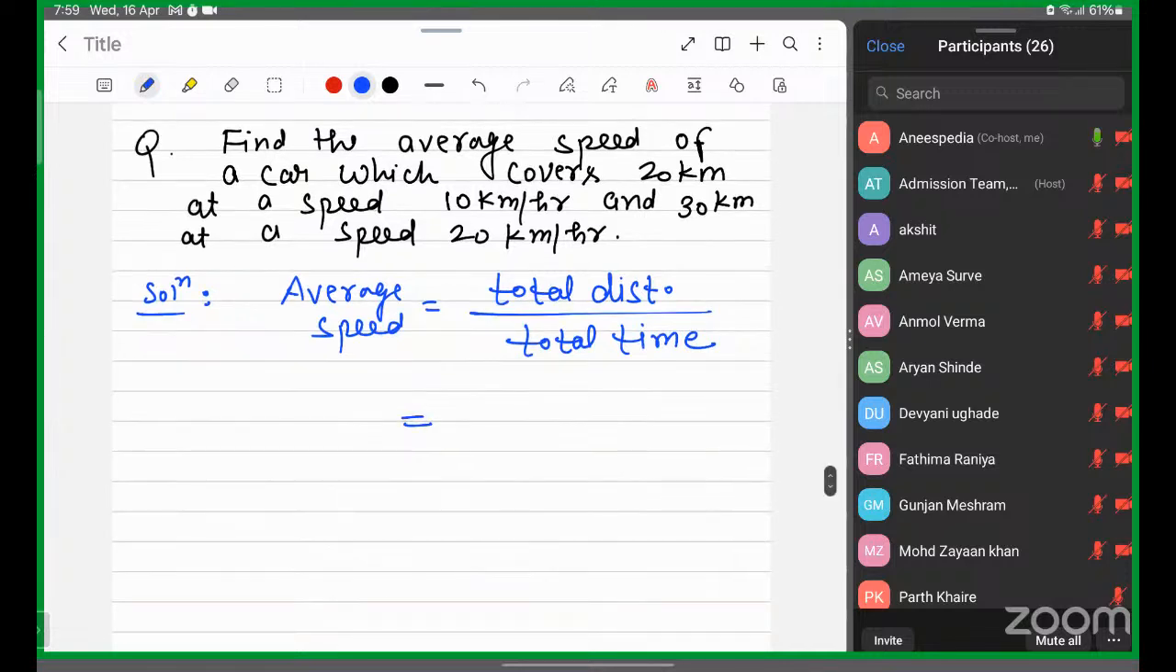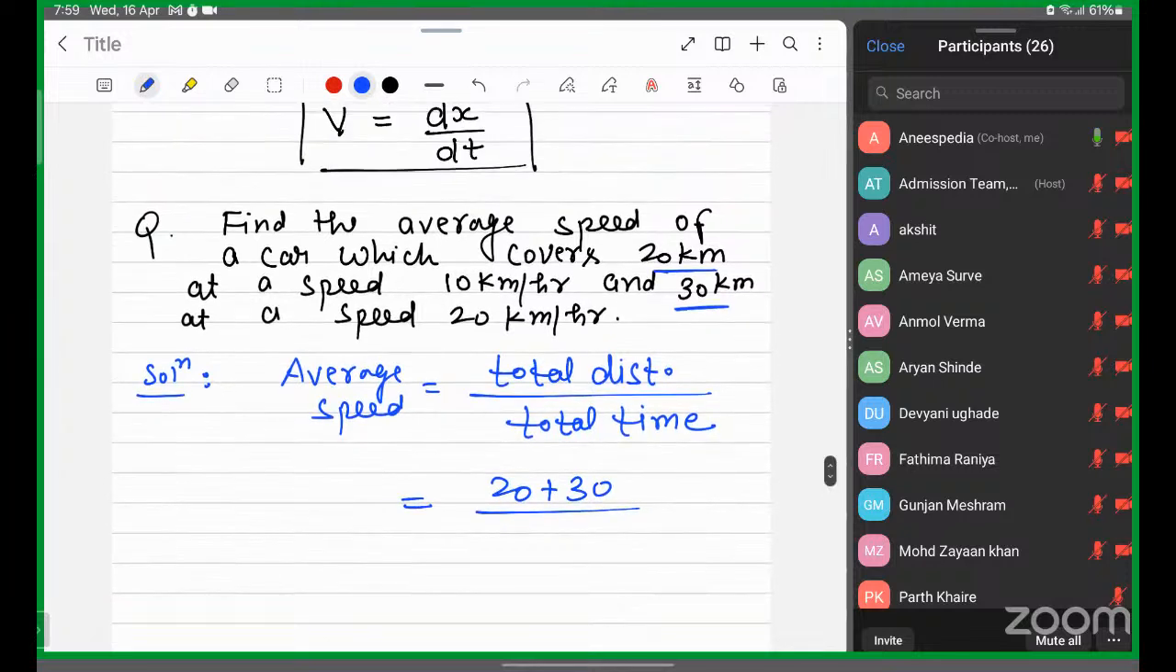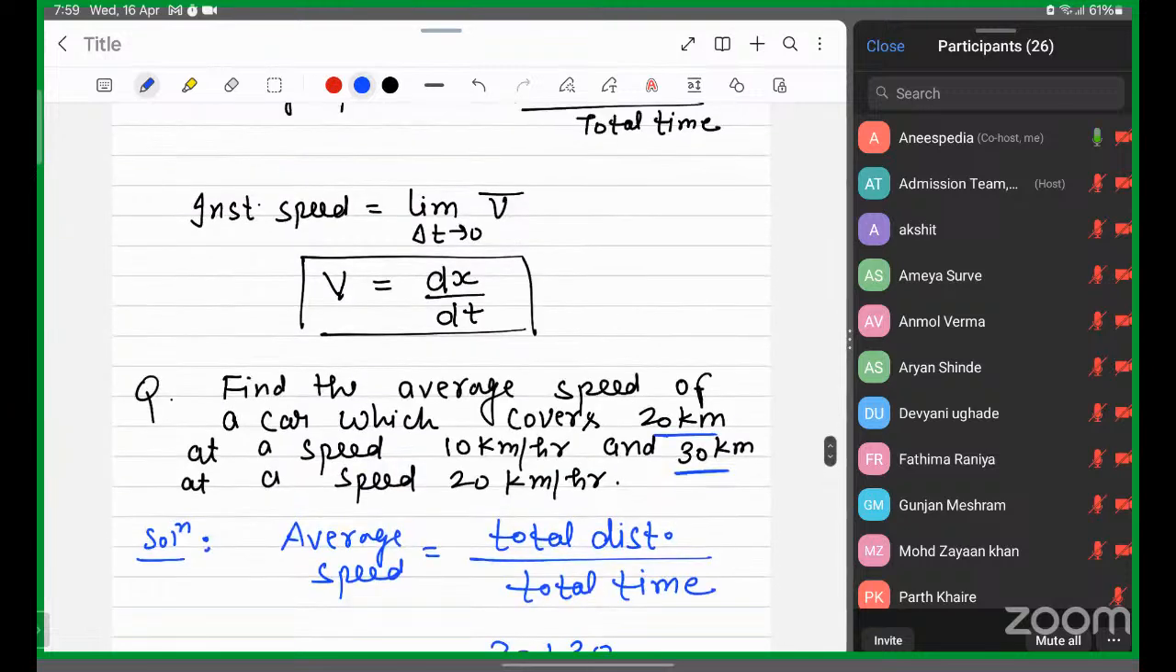Total distance is 20 kilometers and 30 kilometers. So total distance is 20 plus 30, divided by total time. What will be the total time taken by the car in this journey? Time is, since speed is distance by time, time will be distance by speed.